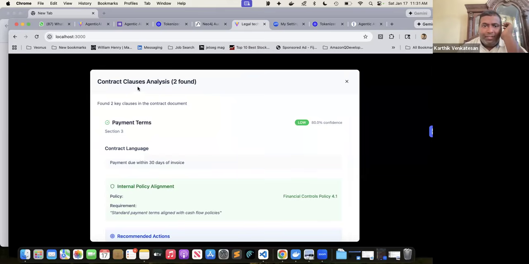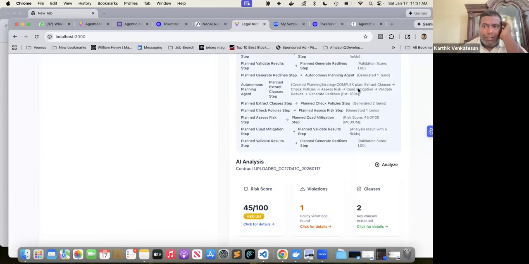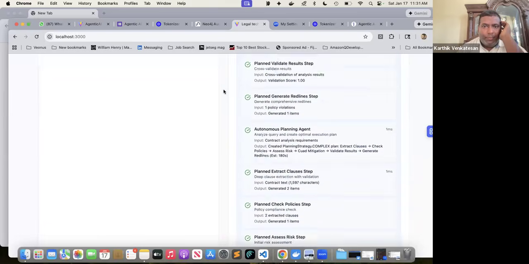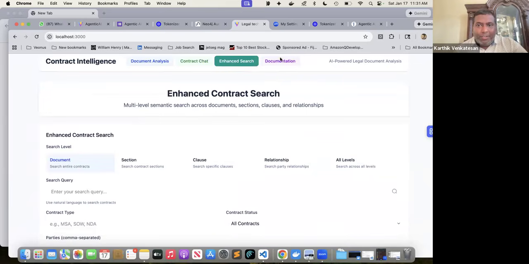This I developed in less than a week, and again, no coding or whatsoever. It gives you all the details. And then you can chat with it. How many SOW contracts in my database? How many active contracts? And then do enhanced search.